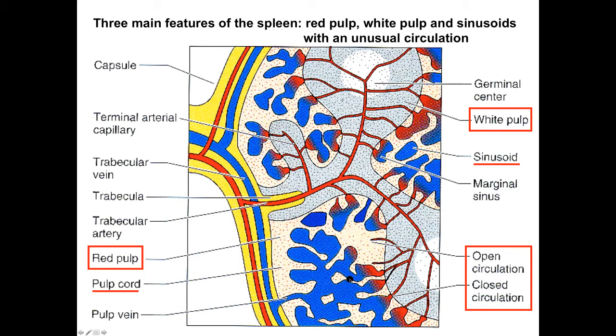But then on the other hand, here are some arteries coming out of the white pulp, opening directly into the red pulp. Blood from these arteries is entering into the space of the red pulp, but it's not going directly into the venous system. So we talk about that as open circulation, as opposed to, in this case, where the arteries enter into the sinusoids and the sinusoids enter into the veins, that would be closed circulation.